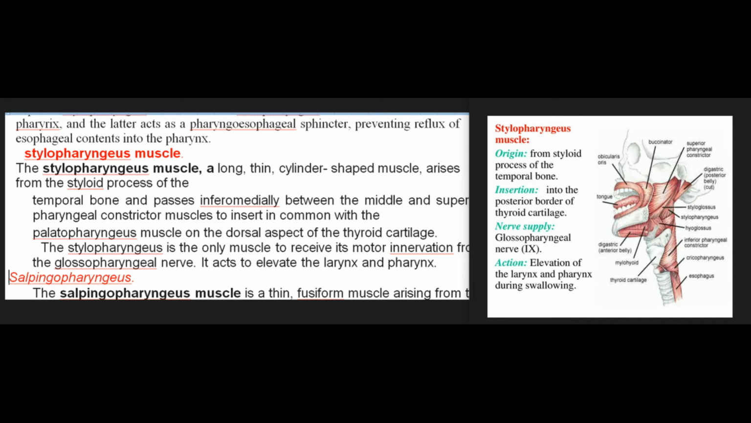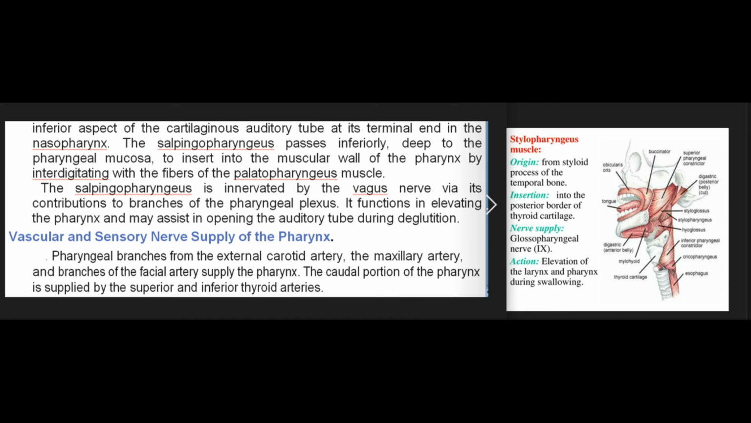Salpingopharyngeus. The salpingopharyngeus muscle is a thin, fusiform muscle arising from the inferior aspect of the cartilaginous auditory tube at its terminal end in the nasopharynx. The salpingopharyngeus passes inferiorly, deep to the pharyngeal mucosa, to insert into the muscular wall of the pharynx by interdigitating with the fibers of the palatopharyngeus muscle. The salpingopharyngeus is innervated by the vagus nerve via its contributions to branches of the pharyngeal plexus. It functions in elevating the pharynx and may assist in opening the auditory tube during deglutition.